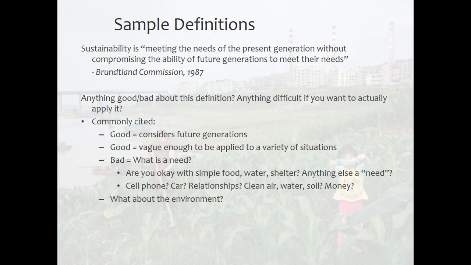Now you could say that it's implied because people can't meet their needs without having a reasonably clean and sustained environment. So it is implied, but it's not direct. So again, it's kind of messy. One of the points here is that sustainability is a really messy topic. Even what's widely considered a very good definition has some problems associated with it. And this is going to pop up again and again as we go through the content this semester.